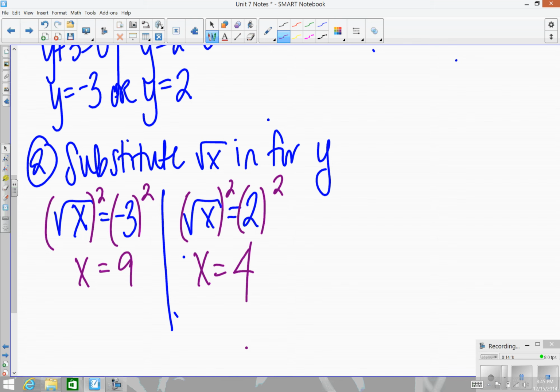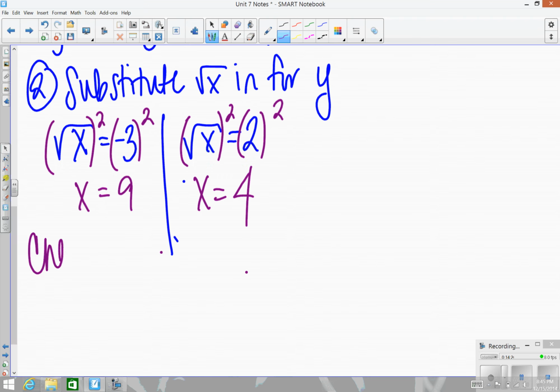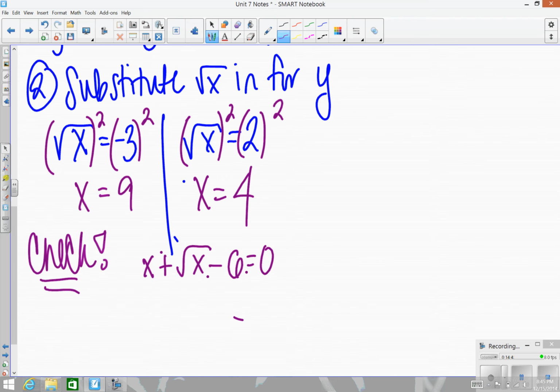But because we're squaring, we're basically multiplying by an x, we need to check our solutions. So because of this type of equation, you can get extraneous solutions. So we need to remember to check. So if I take x equals 9 and I plug it into the original, so remember the original was x plus square root of x minus 6 equals 0. If I plug these in, so let's go ahead and plug in the first one. We're trying to see if this actually equals 0.